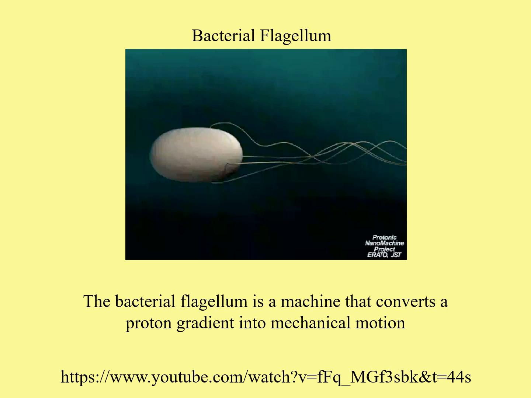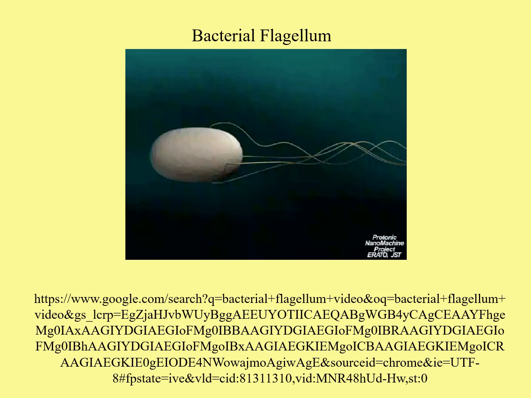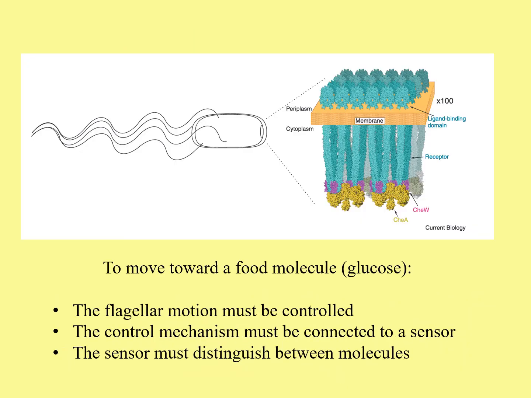The next molecular machine that I'd like to describe is the bacterial flagellum. It's another rotary motor. This motor converts a proton gradient into mechanical motion. At the bottom of this slide is a link to a video that describes how this motor functions. This is a link to another video that describes how this motor functions. The bacterial flagellum is a very complex machine, and it's irreducibly complex because many protein parts are required to convert a proton gradient into mechanical motion.